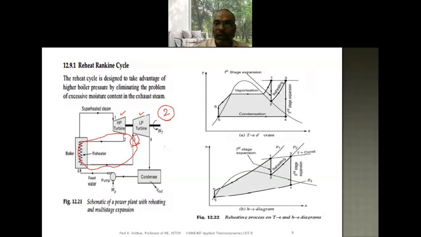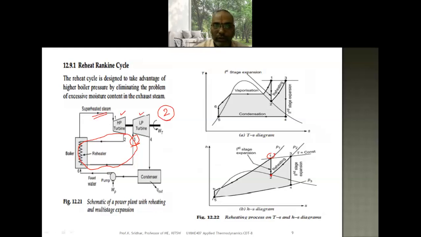Now, how can we represent the same thing on the TS diagram as well as the HS diagram? Let us say point number 1 is the superheated state. So locate point number 1 in the superheated condition at the boiler pressure. P1 is the boiler pressure, and point number 1 is the superheated condition. From 1 to 2, we have taken it up to the saturation line, so point number 2 is on the saturation line. Now we are heating at constant pressure. P2 is the reheating pressure. In the reheater we are once again heating, so reheating gives point number 3.